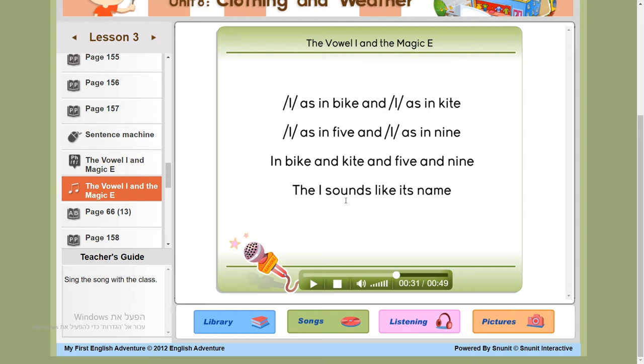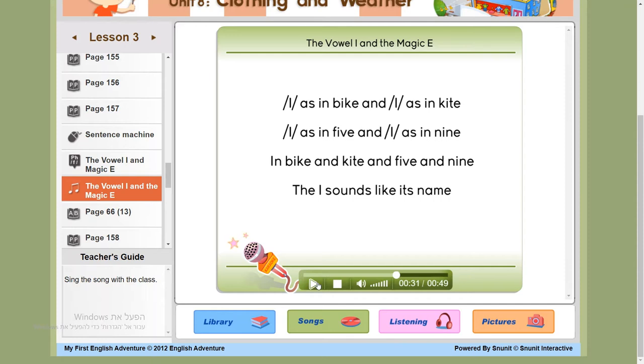Look at these words: bike, kite, five, nine. The I sounds like its name. Bike, I, magic E. Kite, I, magic E. Five, I, magic E, okay?